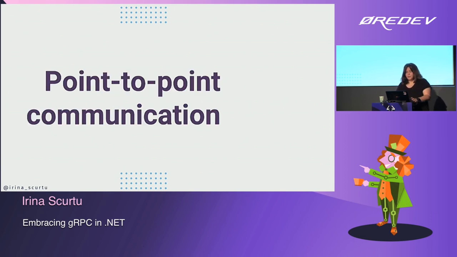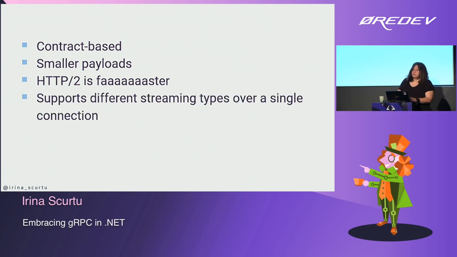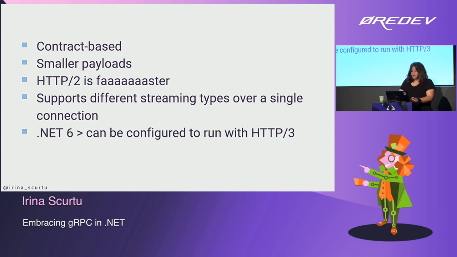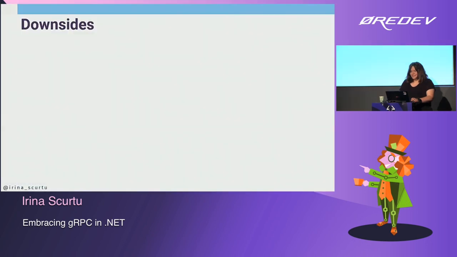It's perfect for point-to-point communication, when you have one-to-one and you actually know the service that you want to get data from, or send data to, or update or something like that. It's contract-based, it's faster, it supports different streaming types over a single TCP connection. It can be configured to run with .NET, with HTTP/3, but, well, we cannot go without also talking about downsides.